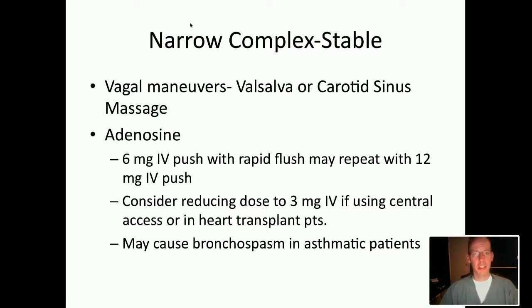Things to know about adenosine. It's rapidly metabolized. It's probably the most rapidly metabolized drug that we have available to us. So you've got to give a push and inject saline to flush it in rapidly. The starting dose is 6 milligrams peripherally, and you rapidly flush it in so that you get the full drug effect into the heart as quickly as possible.